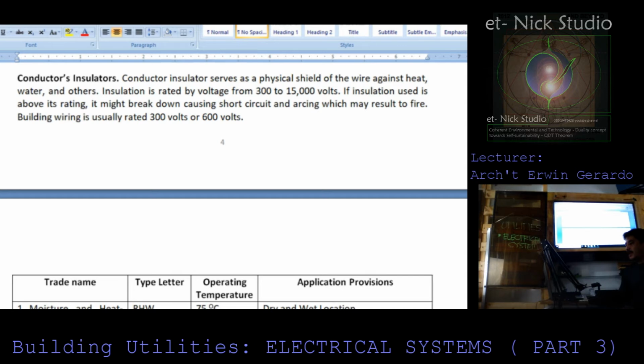Insulation is rated by voltage from 300 to 15,000 volts. If insulation is used above its rating, it might break down, causing short circuit and arcing, which may result in fire. Building wiring is usually rated from 300 volts up to 600 volts.